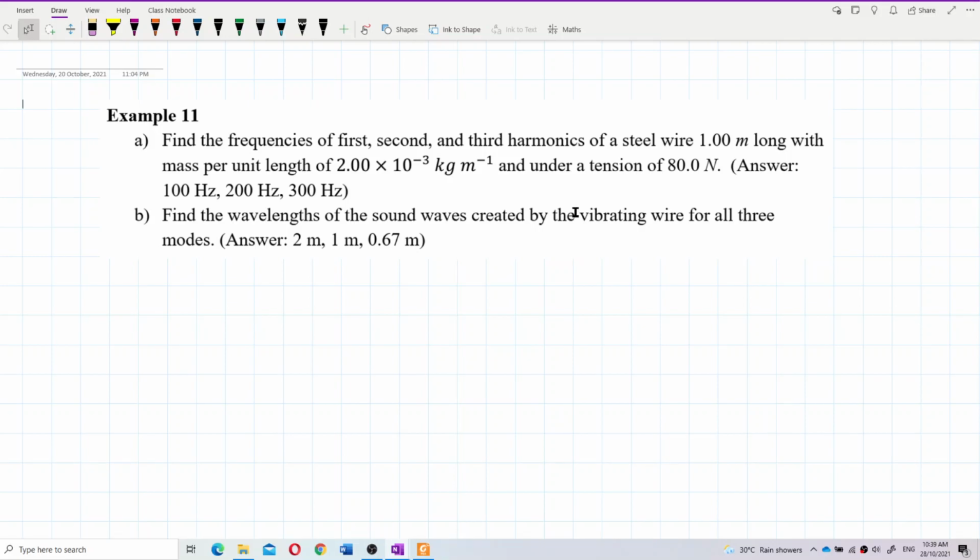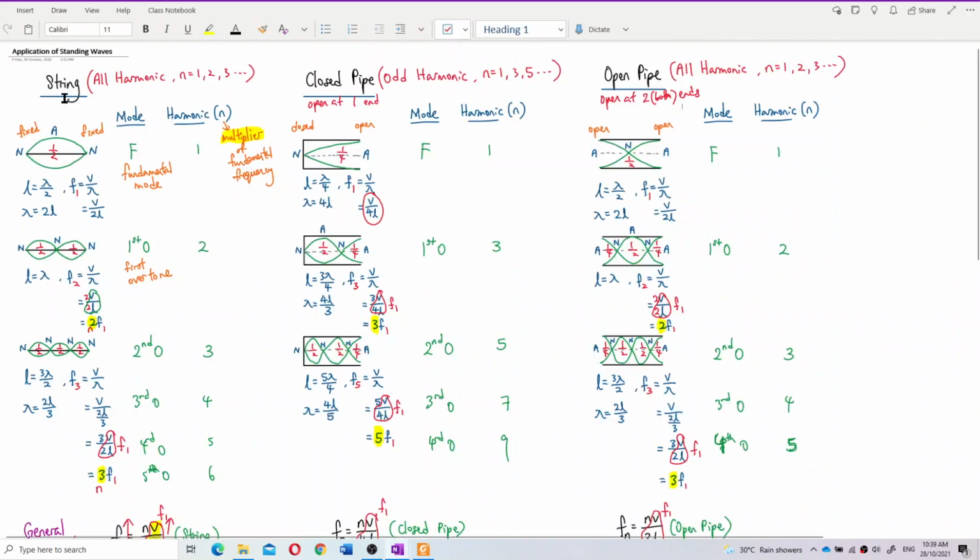Okay, so what to do in the first step? First of all, identify which case this question is. Is this a string, or is it a closed pipe, or is it an open pipe? So we look here, it says steel wire. It's a wire, so it's about the string case. Okay, string.